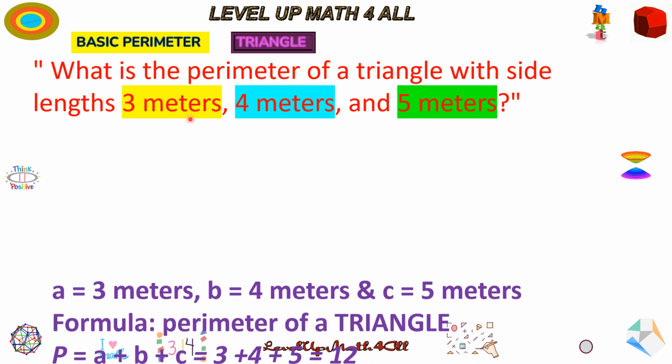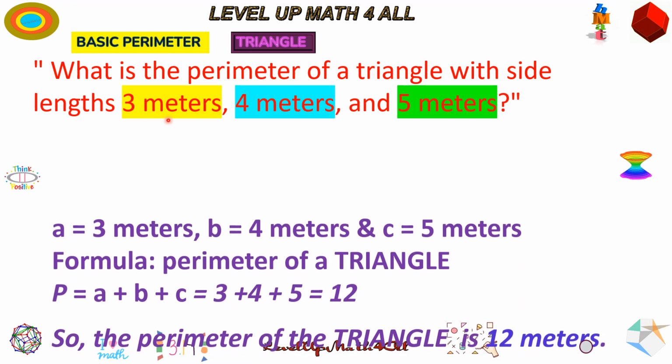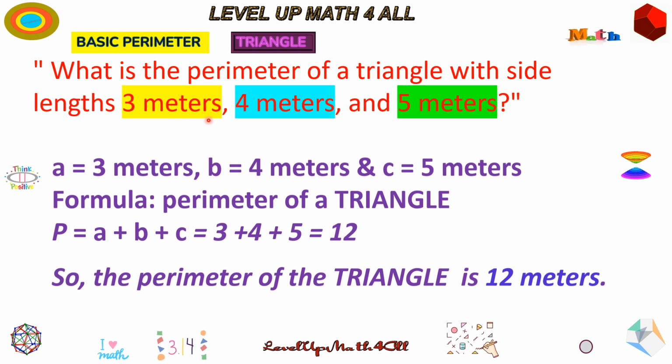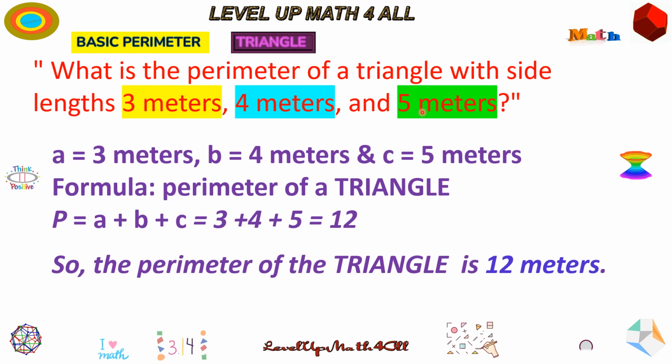Let's revisit the given problem and the solution. We have to find the perimeter of a triangle where the three side lengths are 3 meters, 4 meters, and 5 meters. As we have noticed, side A is 3 meters, side B is 4 meters, and side C is 5 meters. When we substitute the values in the formula, perimeter P is side A plus side B plus side C, that is 3 plus 4 plus 5, that is 12. So the perimeter of the triangle is 12 meters.